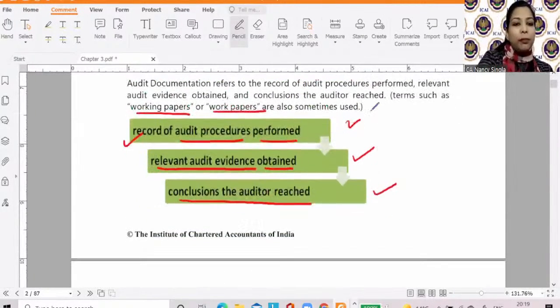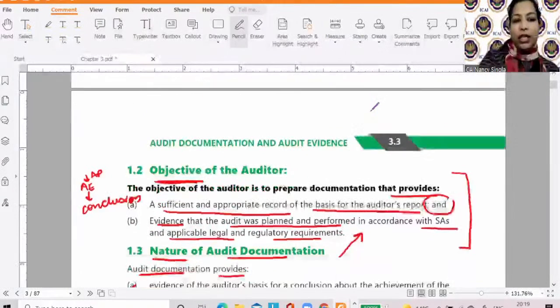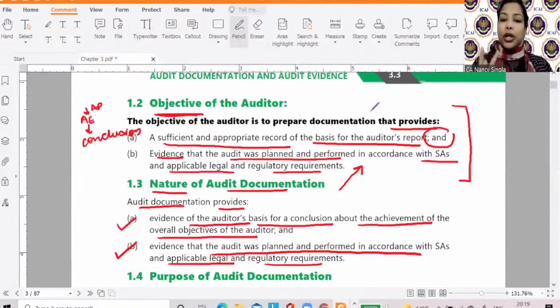Now, what is audit documentation? I told you how to learn. Just try to understand logically. What an auditor does, he performs audit procedures. Why? To obtain relevant audit evidence. Why? To draw the auditor's conclusion. So the record of audit procedures performed, relevant audit evidence obtained, and the conclusions the auditor reached is audit documentation as per SA 230. What is the objective?